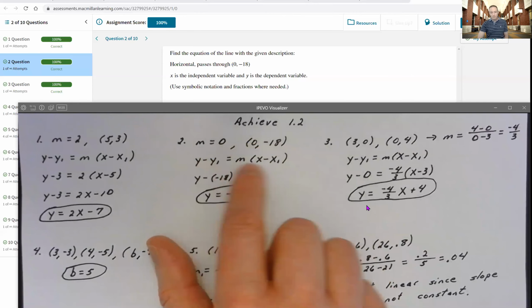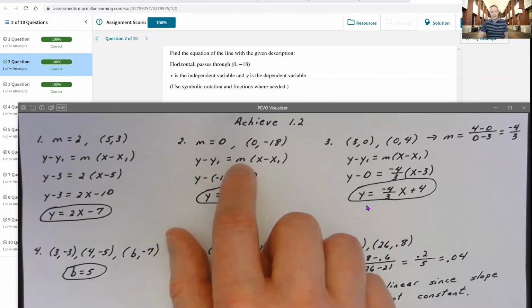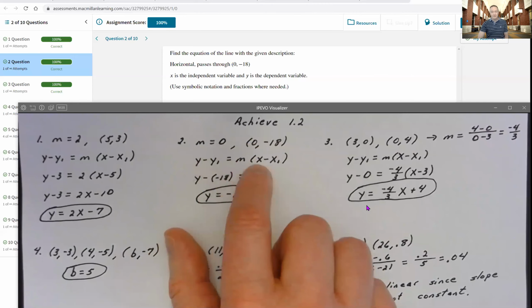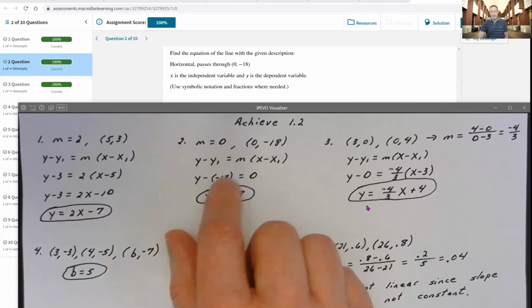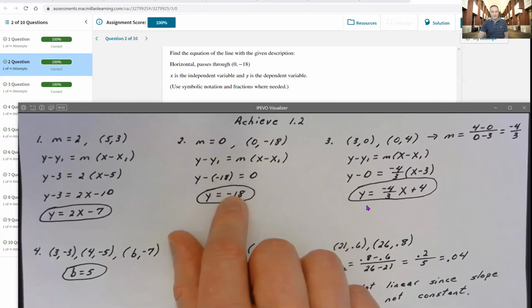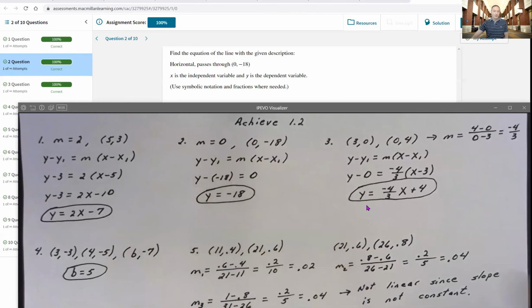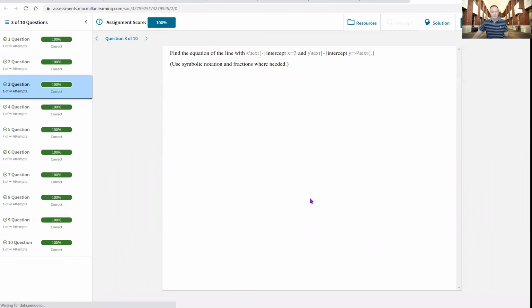So if you wanted to plug that into your formula, the right-hand side's just going to cancel out because it's going to be 0 times the group x minus 0. On the left, you're going to have y minus a negative 18, which is y plus 18. When you put it in slope-intercept form, solving for y, that gives you y equals negative 18. That's just a horizontal line going through the y value of negative 18 for all x values. And you can see that that's the answer I put on Achieve.